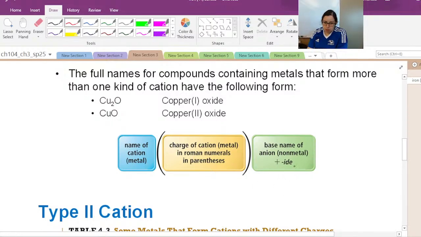So pretty similar naming structure. We still name our cation. We're just adding our charge in Roman numerals and then again changing the ending to "-ide".